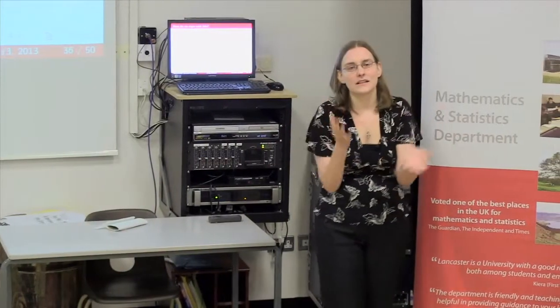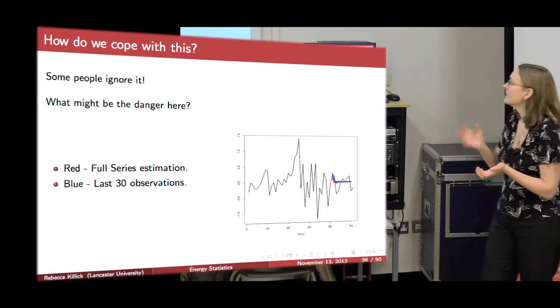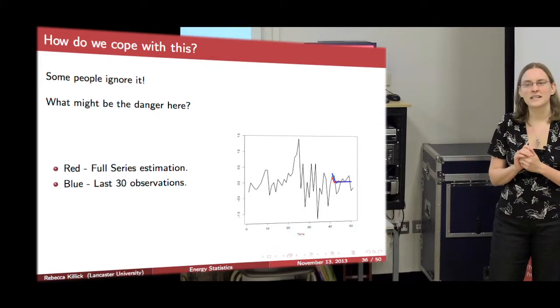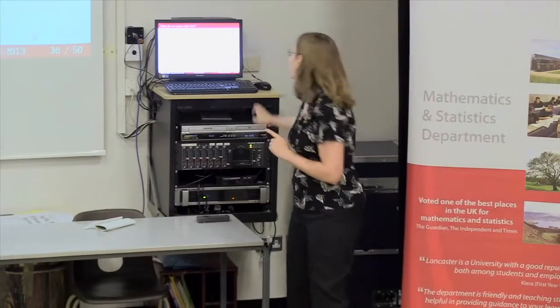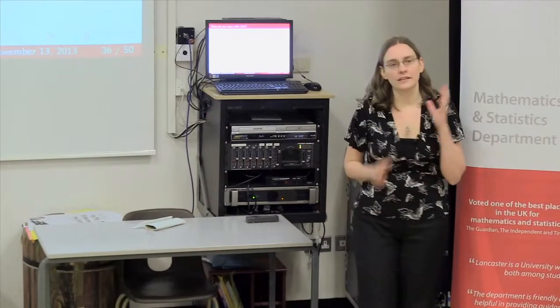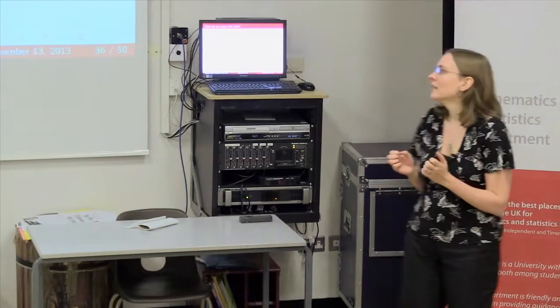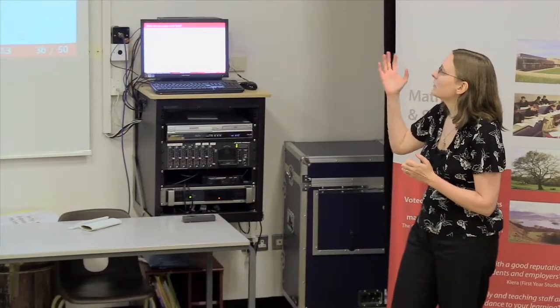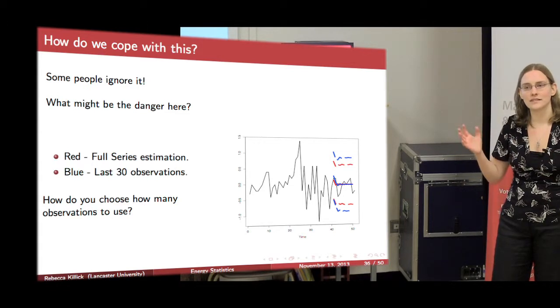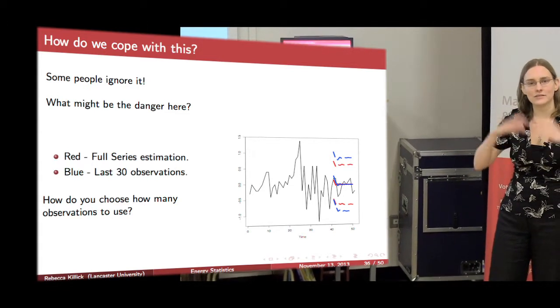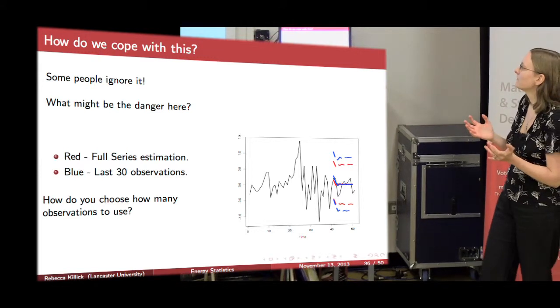If we just use the last 30 observations in a series, then we get the blue line. And you might say, oh, that's not too much different. But remember, we're not looking at the actual values, we're looking at the confidence intervals. Because we've got less data in the blue line, we have a wider confidence interval. So we've got less information, so we're not as certain about what's going on.